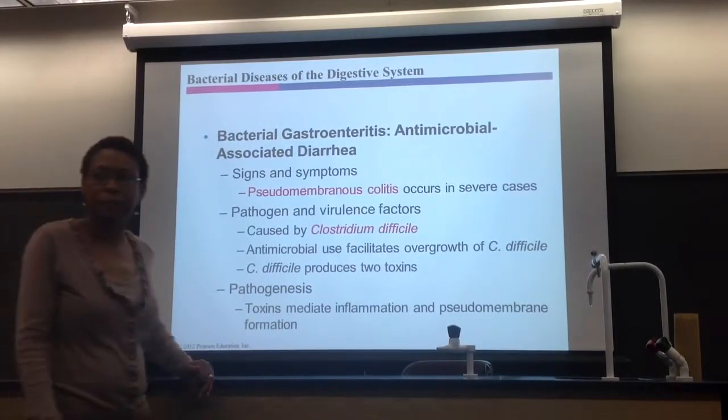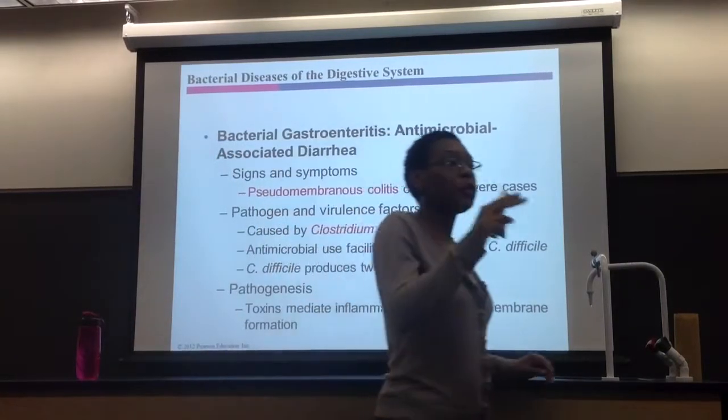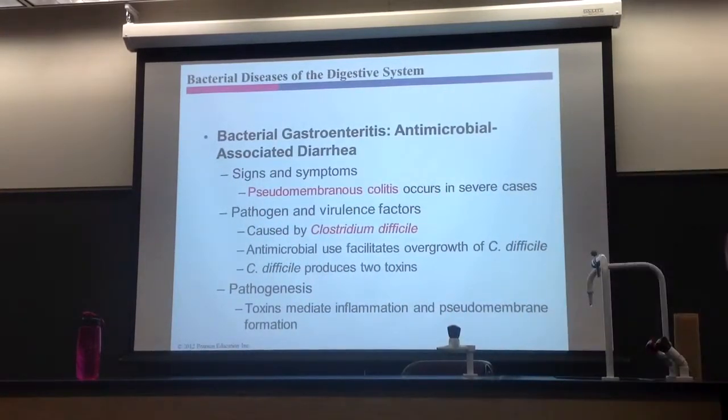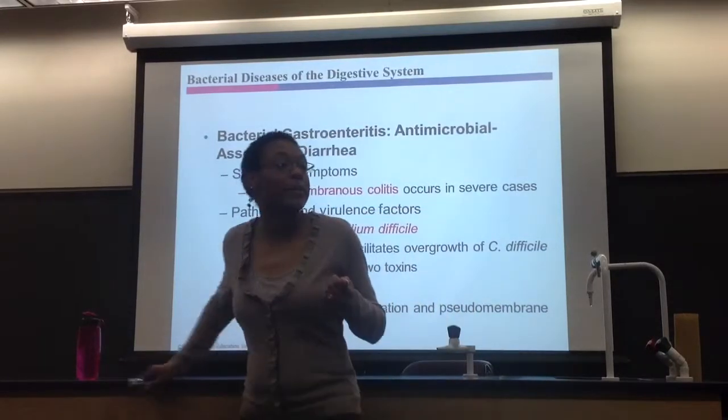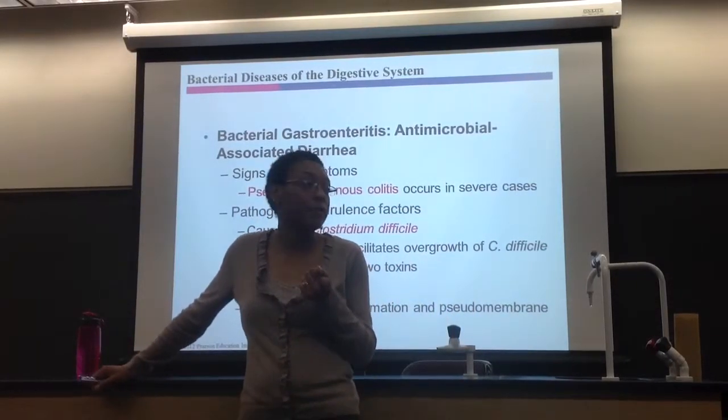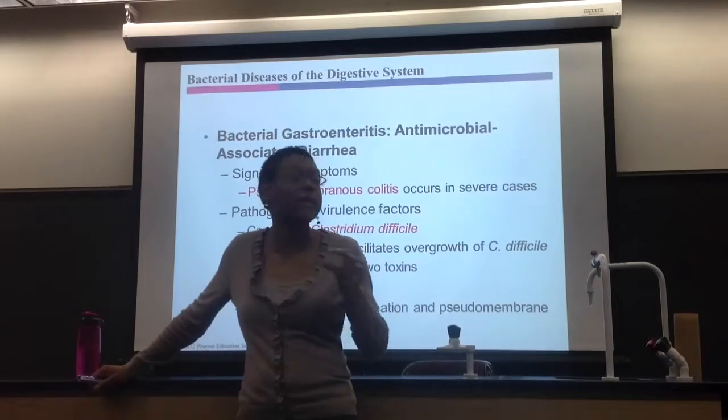C. diff has two different kinds of toxins. The other guys so far had one toxin, right? Like cholera toxin was one for cholera, or Shiga toxin, one for Shigella, correct? This guy has two toxins, toxin A and toxin B. Real simple, right? That's it. Now, toxin A's job is to cause inflammation and fluid loss in your intestine. That's toxin A.